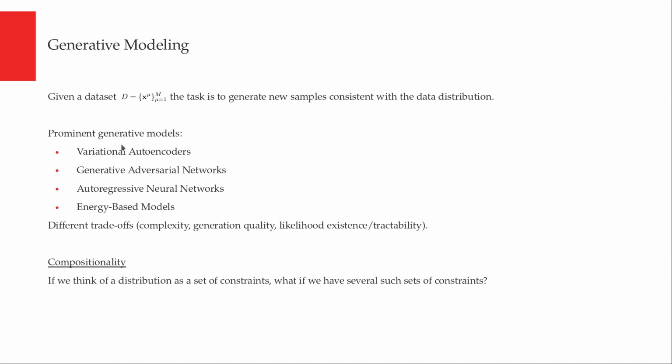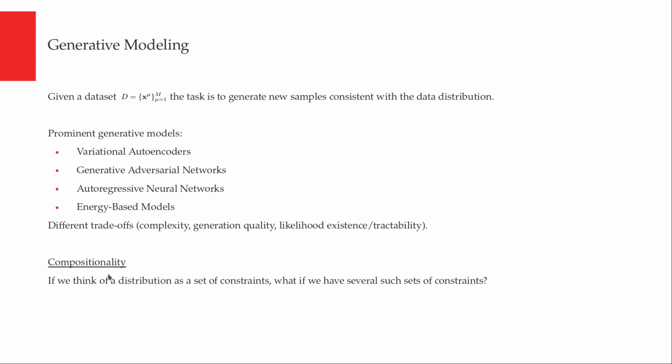There are a couple of prominent generative model types. Just some of them are the variational autoencoders, generative adversarial networks, autoregressive neural networks, and energy-based models, and they all have different trade-offs. So they might be more or less complex, they might be better or less well-suited in certain applications, and for some of them you might actually be able to calculate the likelihood, and in some of them the calculation of the likelihood is intractable.